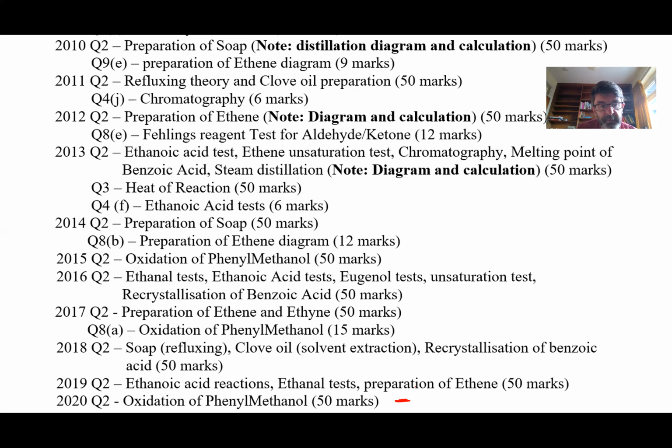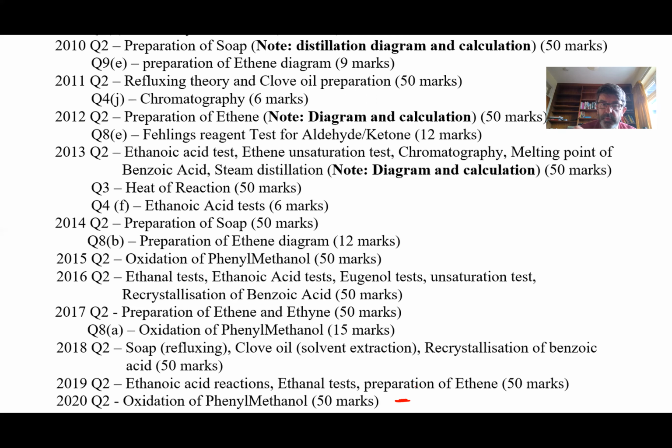Before that, we had a mixture of stuff: ethanoic acid, ethanol, preparation of ethene. Before that, you had another mixture of stuff, like part of the soap, part of the clove oil, recrystallization of benzoic acid. Before that, we had ethene and ethyne, and we had oxidation of phenylmethanol in the main section. We had a mixture before that. So it's been a bit all over the place, really. Anything can come up. It's really difficult to predict.